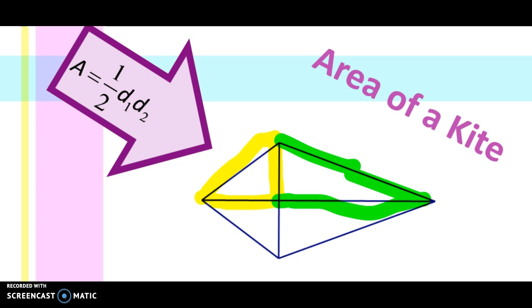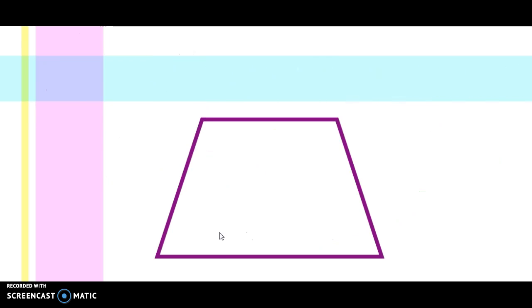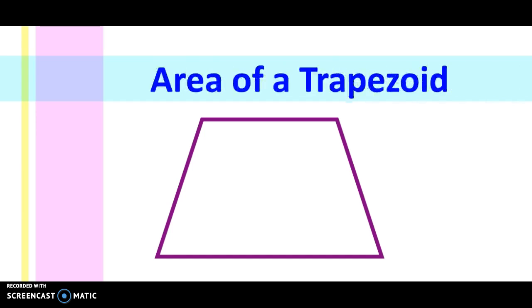Lots of choices. So this is a trapezoid, and a trapezoid could actually be broken into a rectangle and two triangles, or you can use the special formula that we have for a trapezoid, which is the height of the trapezoid times base 1 plus base 2, and that whole thing divided by 2. Again, you could break this into a rectangle and two triangles as well.